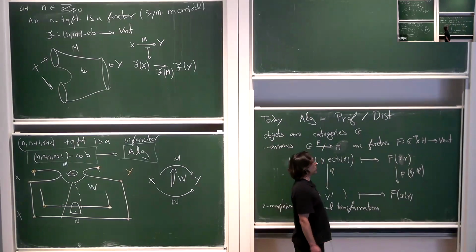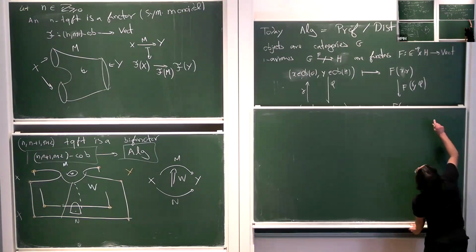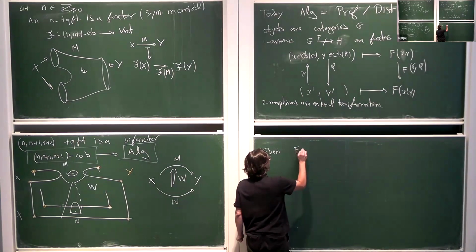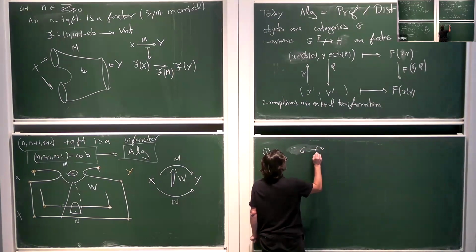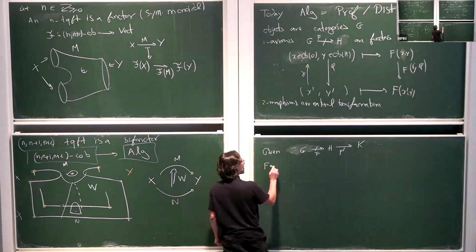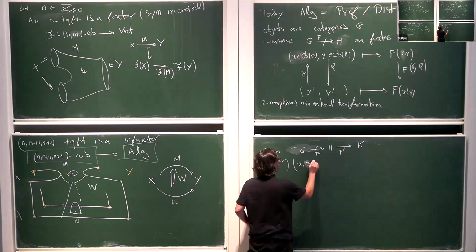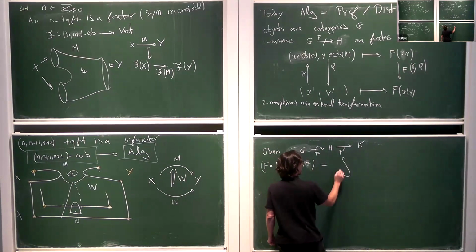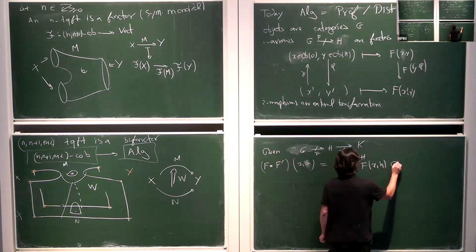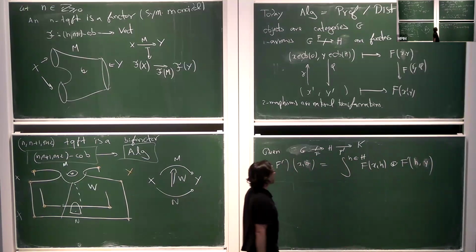In fact, I should have actually said what the composition of profunctors is. So given a profunctor F from G to H and the profunctor F prime from H to K, the profunctor F bullet F prime, which is the composition, is a profunctor such that given an object of G and an object of K, returns this object here. Right, so this is the way to compose profunctors.